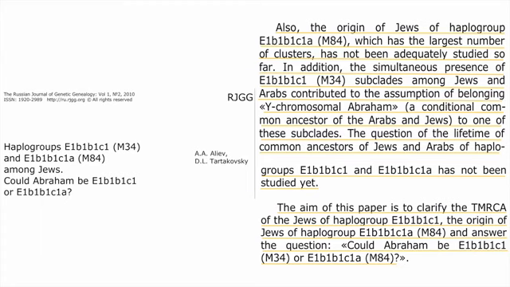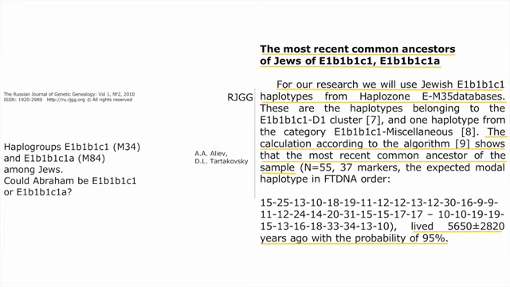In addition, the simultaneous presence of M34 subclades among the Jews and Arabs contributes to the assumption of the belonging of Y-chromosomal Abraham, a conditional common ancestor of the Arabs and Jews, to one of these subclades. The question of the lifetime of common ancestors of Jews and Arabs of haplogroups E1b1c1 and E1b1c1a has not been studied yet. The aim of this paper is to clarify the TMRCA of the Jews of haplogroup E1b1c1, the origin of Jews of haplogroup M84, and answer the question, could Abraham be M34 or M84? The most recent common ancestors of Jews of E1b1c1 and E1b1c1a.